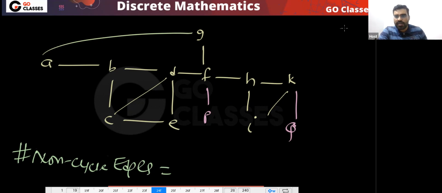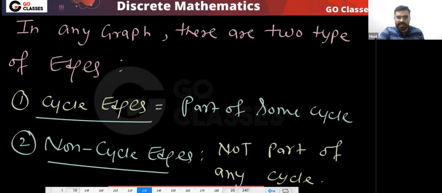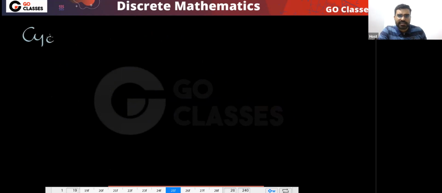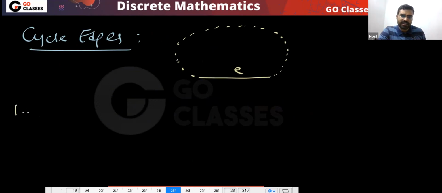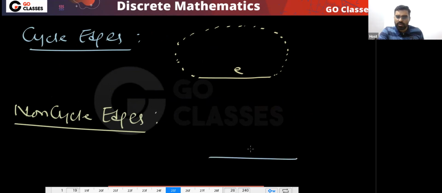Cycle edges are those edges which are part of some cycle. If you understand a cycle edge, it is like this: it is part of some cycle. And non-cycle edges are basically like this: a non-cycle edge is not part of any cycle. So there is some graph here and there is some graph here.